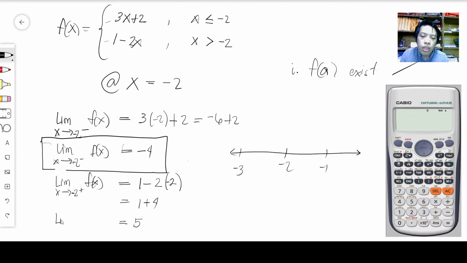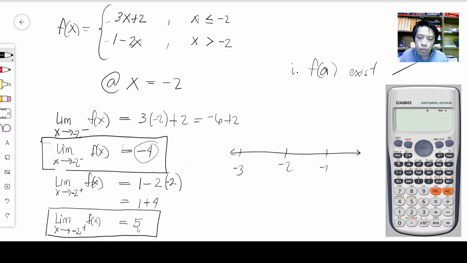So, ibig sabihin, the right-hand limit of f of x as x approaches negative 2 coming from the right is equal to 5. So, this is your function, your limit. This is your limit, the right-hand limit. Okay, as you can see, the left-hand limit and the right-hand limit are not equal.